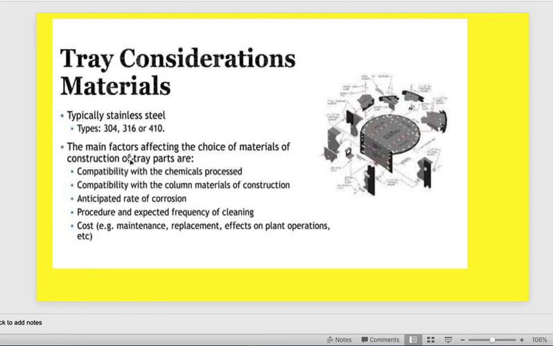The main factors affecting the choice of material of construction of the tray are compatibility with the chemical processed, corrosive, not corrosive, something like that, compatibility with the column material of construction itself, and anticipated rate of corrosion. Okay, what rate of corrosion you expect, and the procedure and expected frequency of cleaning, and the cost itself, cost of the material.